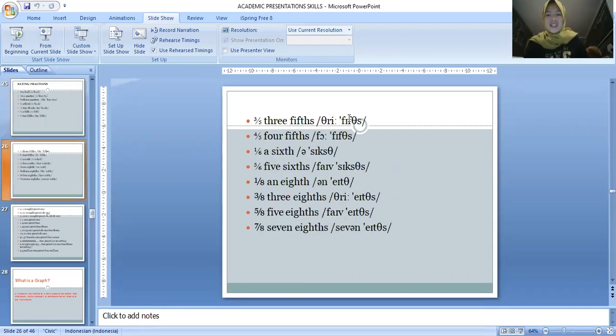Okay, this is another example. Three fifths, four fifths, a sixth, five sixths, an eighth, three eighths, five eighths, seven eighths. Don't forget to add s in the end. Yeah.